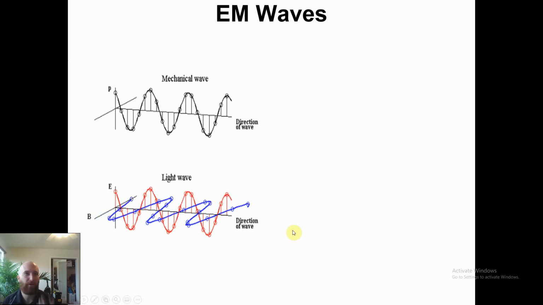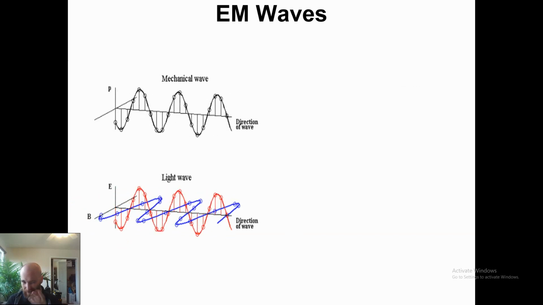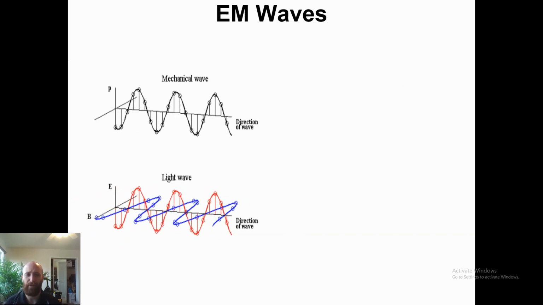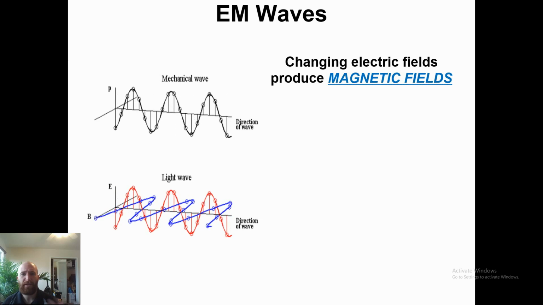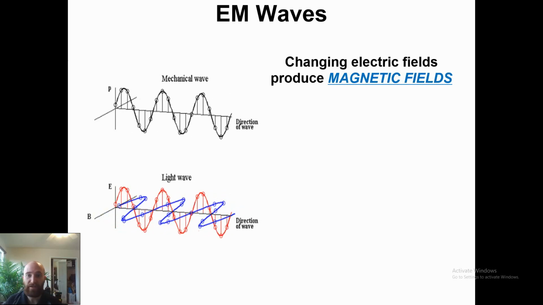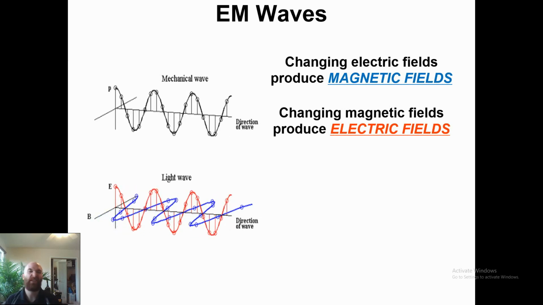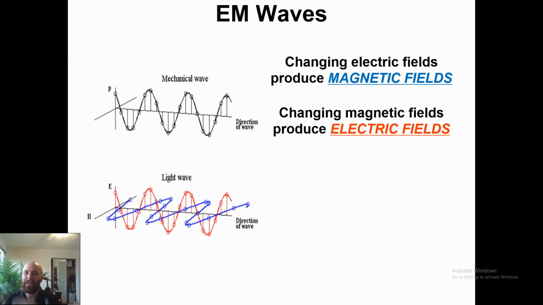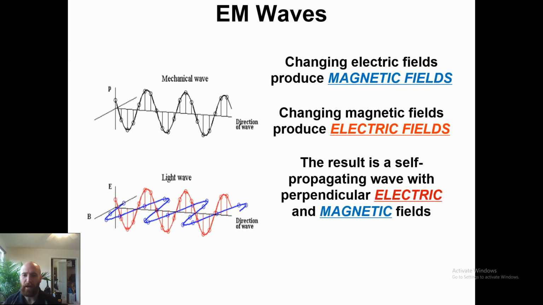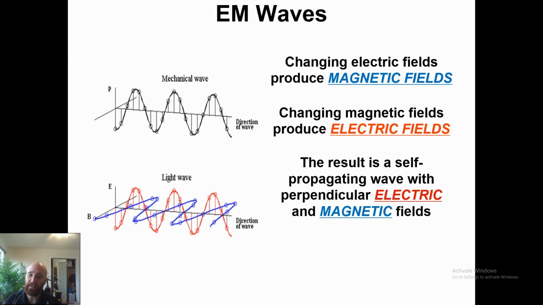So it's not particles that vibrate. It's not water moving up and down. It's fields, which are a more abstract, harder to grasp kind of thing. Basically what you have here is an electric field that goes up and down, or oscillates and changes, and that creates a magnetic field. The magnetic field creates an electric field, so these two things create each other as they go. And the result is you have a wave that creates or sustains itself.